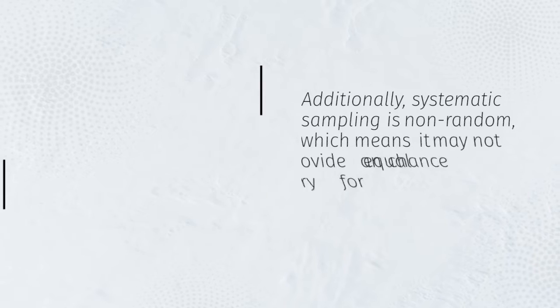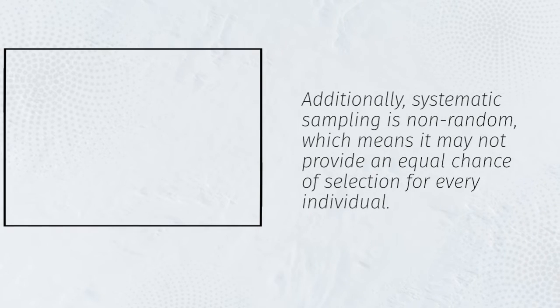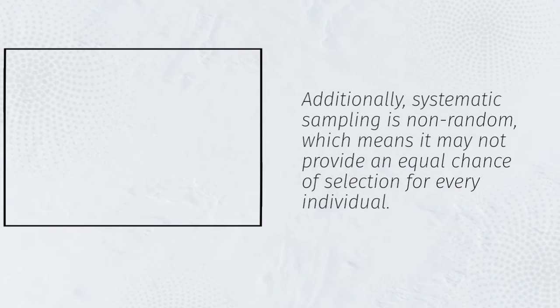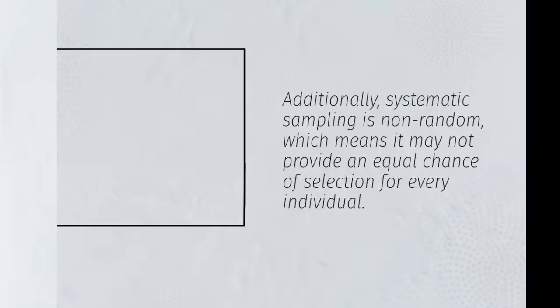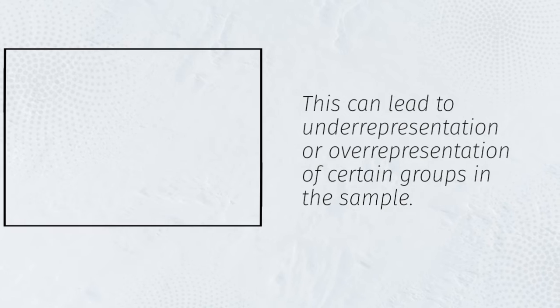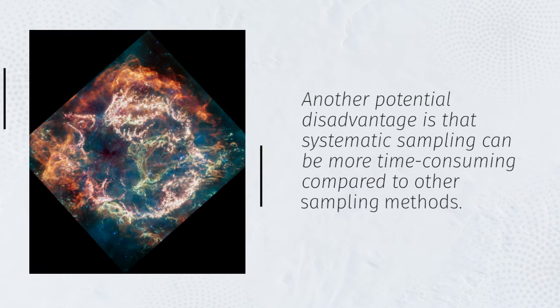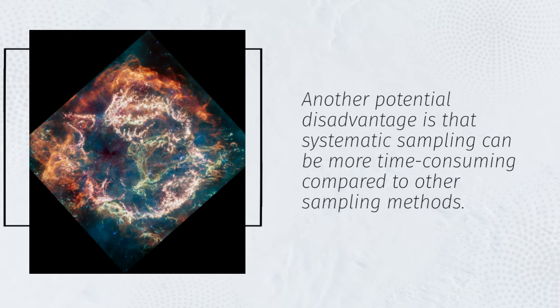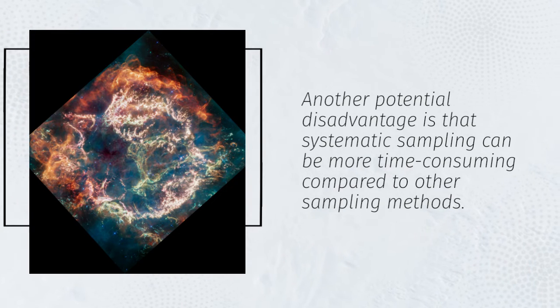Additionally, systematic sampling is non-random, which means it may not provide an equal chance of selection for every individual. This can lead to underrepresentation or overrepresentation of certain groups in the sample. Another potential disadvantage is that systematic sampling can be more time-consuming compared to other sampling methods.